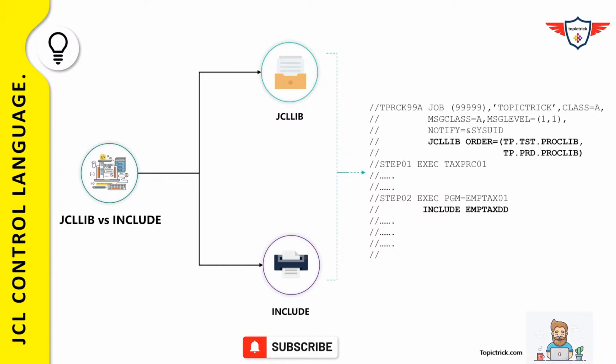Now here's a sample JCL that showcases how you can use JCL lib order and include statement in your JCL. If you notice, I've included JCL lib order before an execute statement and after a job statement, right? And I've specified two PDS, so the system is going to search the first PDS, that is tp.tst.proclib, and in case my catalog procedure is not present in that library, then only it will go into the second one, that is tp.prod.proclib. And similarly, if you look at step 2, where I just want to include DD statements, which are stored as a part of a PDS member, in this case, I've used the include statement to include all the DD statements which are required for step 2.